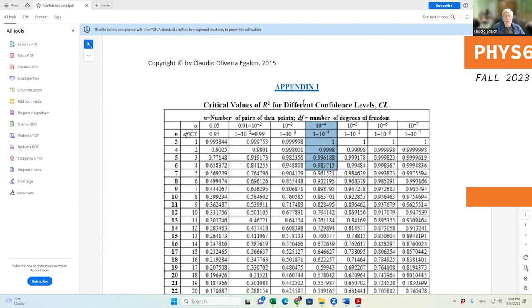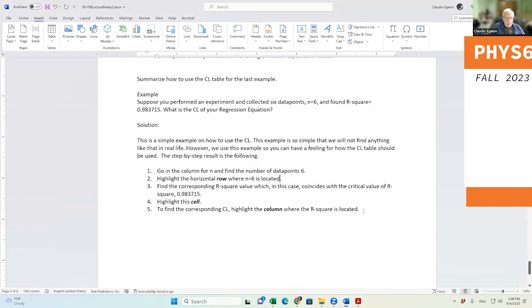That's the final step. Read the CL value within this column. In this case, 1 minus 10 to the minus 4, which is equal to 0.9999, which is 99.99%. Okay, that's the step by step.